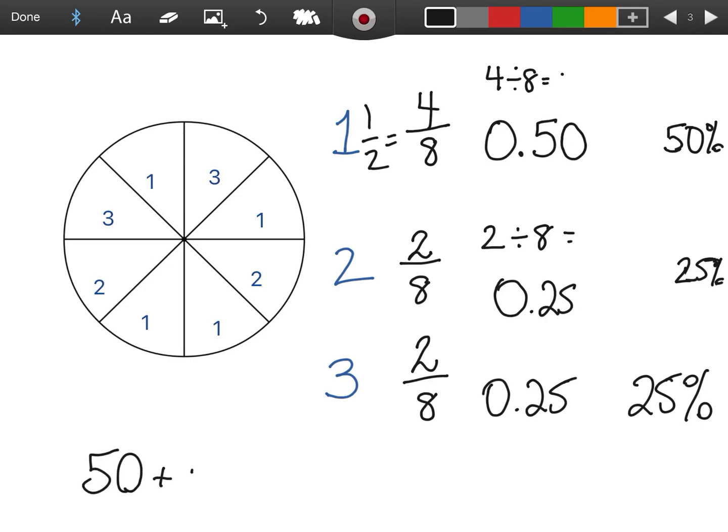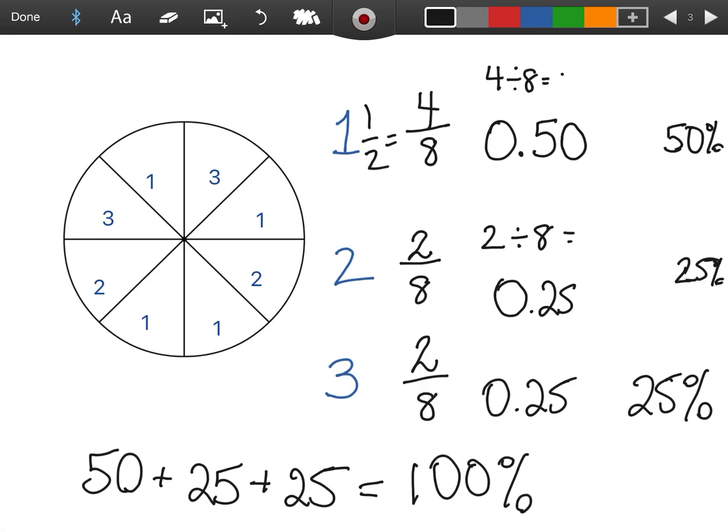Well, you can take 50 and add 25 plus 25, and if we've done all of our math correctly, it should add up to 100% because we're looking at the entirety of that spinner.